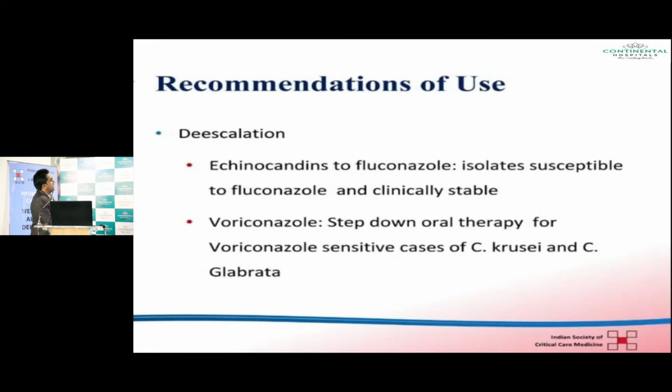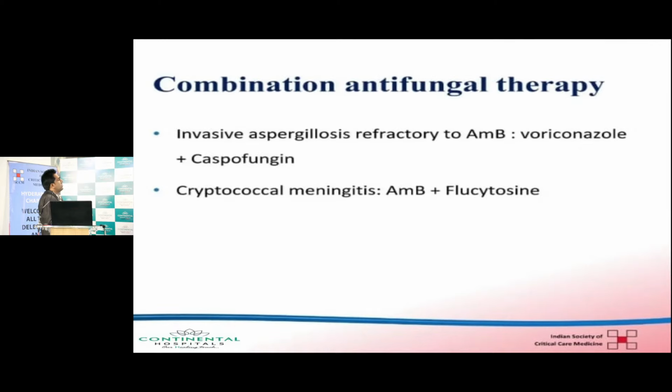As with antibiotic de-escalation, there is antifungal de-escalation as well. We switch from an echinocandin to fluconazole when the isolates are susceptible to fluconazole and the patient is clinically stable. For bugs that are not sensitive to fluconazole, like Candida krusei and glabrata, we have to stop fluconazole. So when do we use combination antifungal therapy? In invasive Aspergillosis refractory to AMB, combination therapy is used.